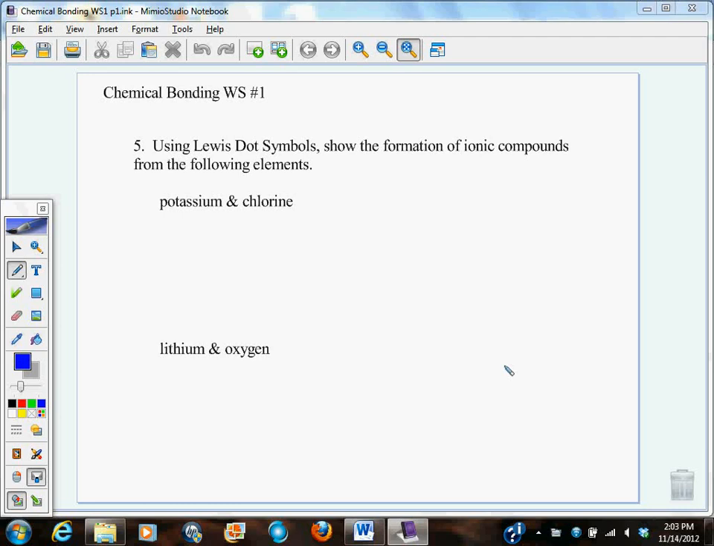Couple problems from chemical bonding, worksheet number 1. We're using Lewis dot structures to show the formation of ionic compounds from the following elements. The first one is from B out of this one, and it's potassium and chlorine.